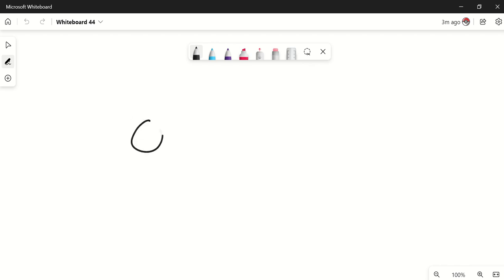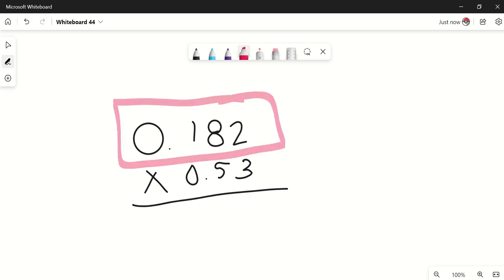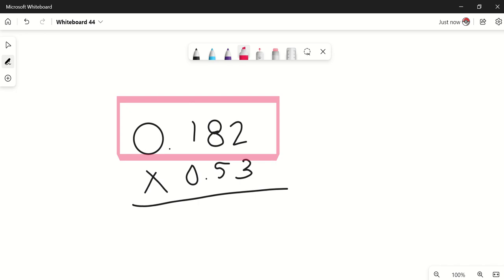So for example, if my question were 0.182 multiplied by, I don't know, let's say 0.53, just pulling numbers randomly, we would always put the longer of the two numbers up top because 0.182 has 4 digits, 4 different place values. We would put this on top rather than the one that only has 3. This will make our lives a lot easier.